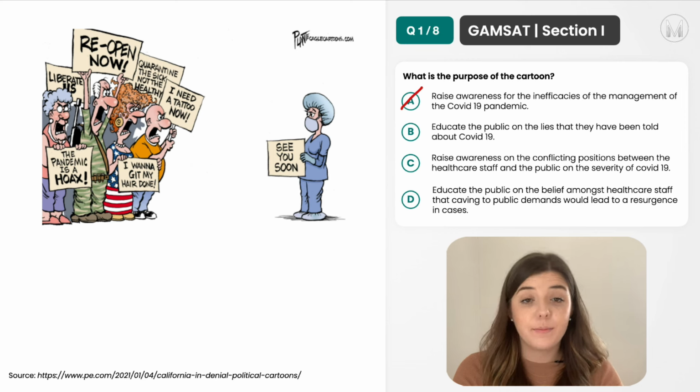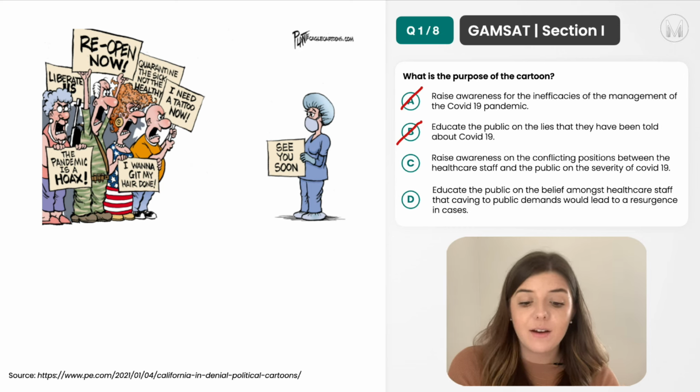Moving on to option B, educate the public on the lies that they have been told about COVID-19. So this is definitely not the case. If we look at the signs that they're holding, although they might appear to be angry, and we might assume that maybe they feel that they've been lied to, that's not the case. They're saying things such as, I need a tattoo now, I want to get my hair done. So they're just angry purely because they want the place to be opened up again. So we can rule out option B.